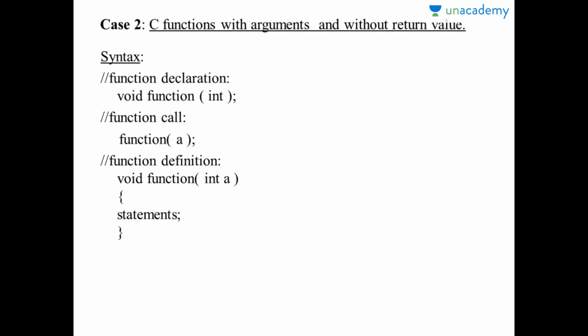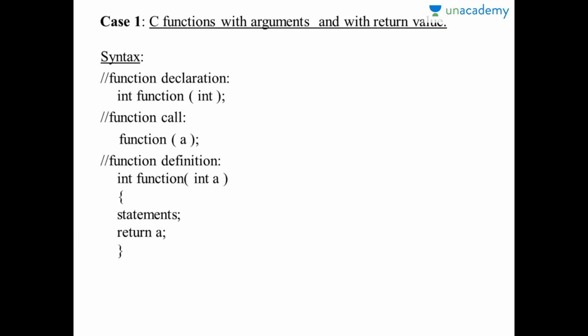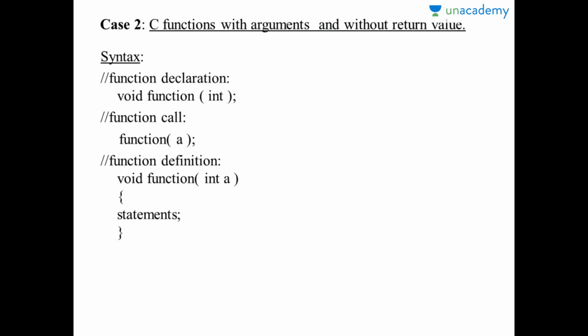Case 2 is function with arguments and without return value. This is the syntax for declaration, calling, and definition. And as you can see, the arguments are passed but no value is returned. So this is case 2 where we have passed arguments but we haven't returned any value.